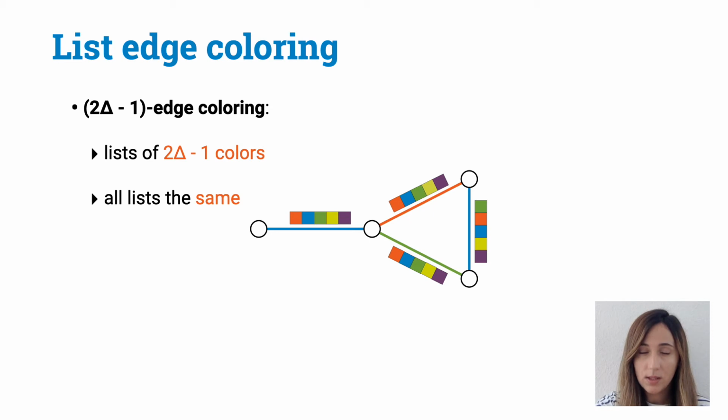Now it is easy to see that 2 delta minus 1 edge coloring is a special case of the degree plus 1 list edge coloring problem, where each edge is given in input the same list of 2 delta minus 1 colors. Since the maximum degree of the graph is delta, the maximum degree in the line graph is 2 delta minus 2, and this means that to each edge we give in input a list of at least 1 plus its degree many colors. Hence, an algorithm for degree plus 1 list edge coloring directly implies an algorithm for 2 delta minus 1 edge coloring.